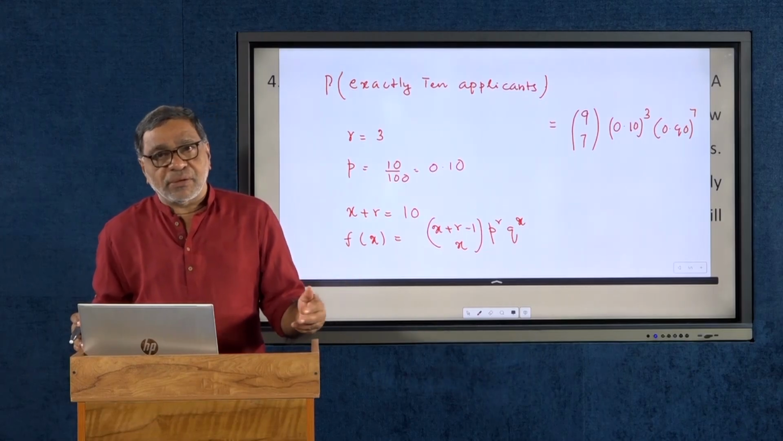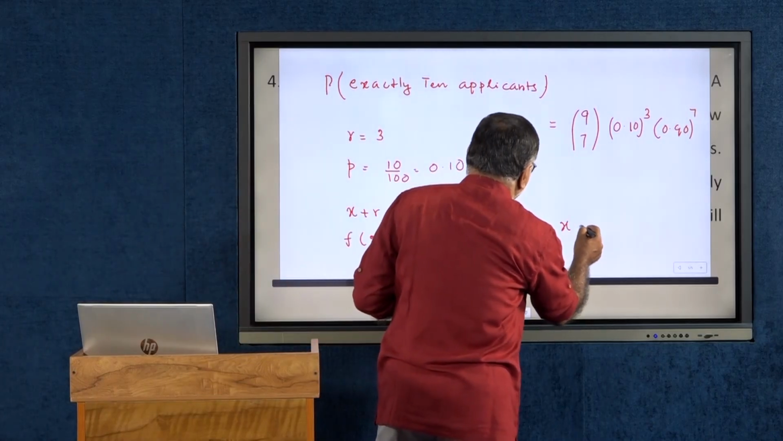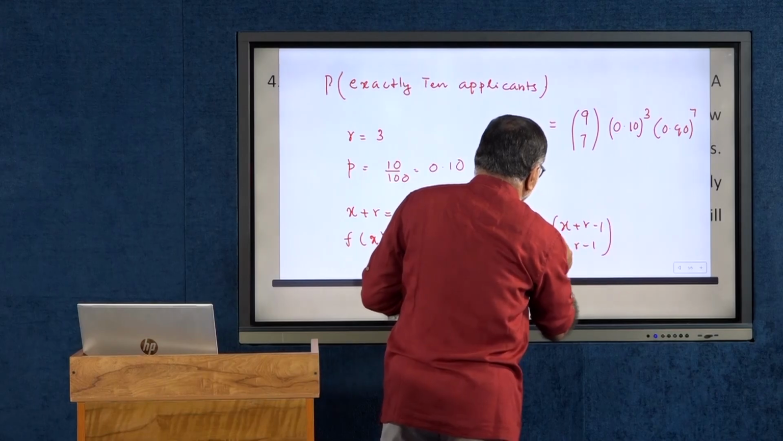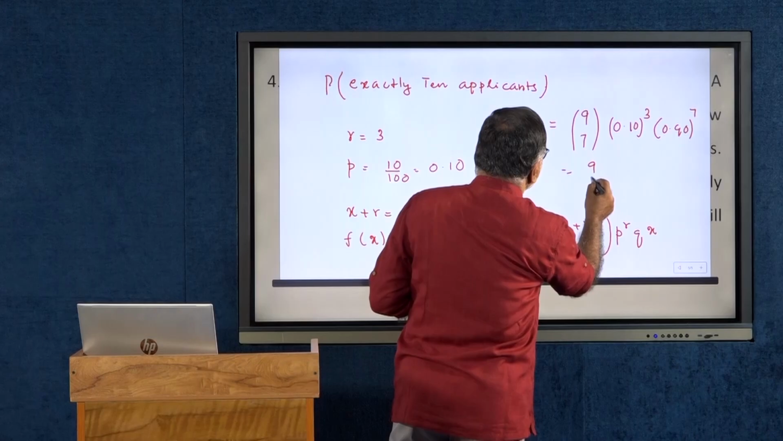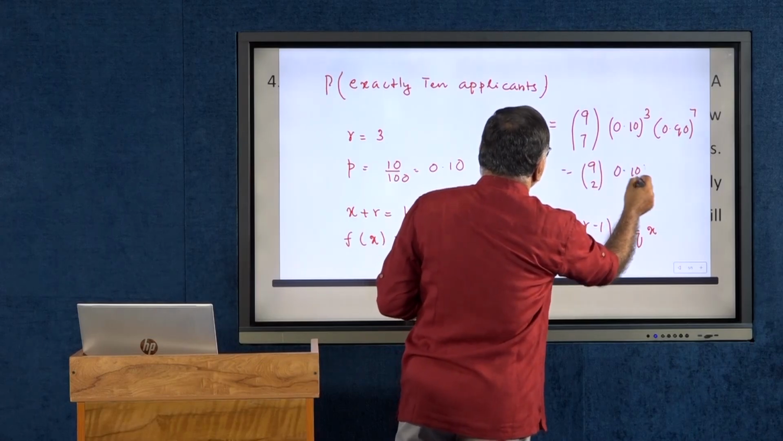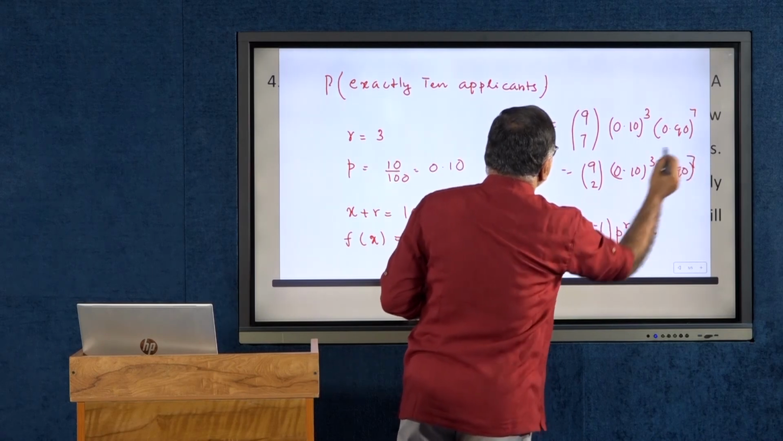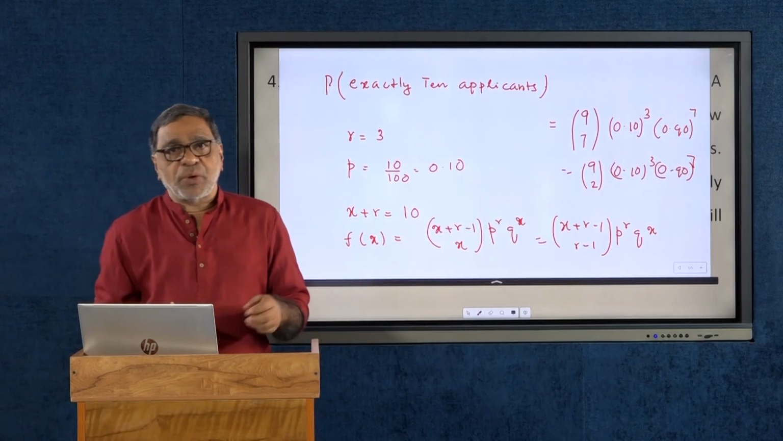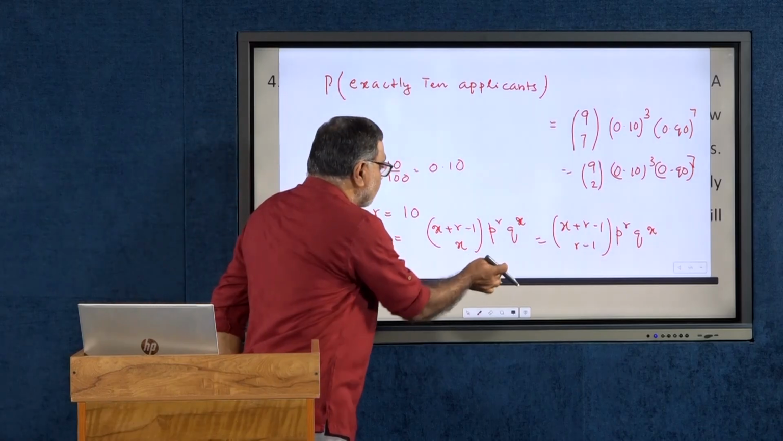And this 9C7 can be written in x plus r minus 1. This can be written in another form also. So, this is actually 9C2 also, that way also we can write. So, both are same. So, calculating these values will get the probability of the corresponding event.